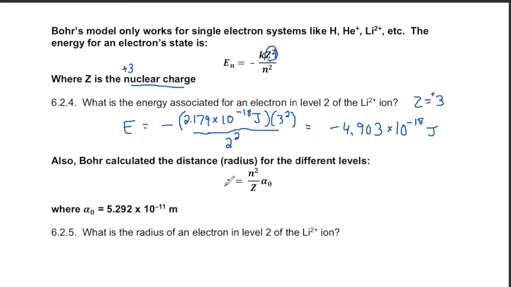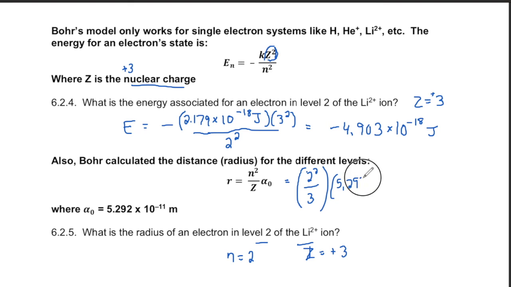Bohr also came up with a formula for the radius of the different levels, about how far the electron is traveling from the nucleus. So again, we are going to look at level 2 of the lithium ion. So n is 2. Lithium has a +3 charge in the nucleus, so Z is a +3. So for this radius, it would be 2 squared over 3 times this alpha value, which is 5.292 times 10 to the minus 11 meters. So that would be 7.056 times 10 to the negative 11 meters.